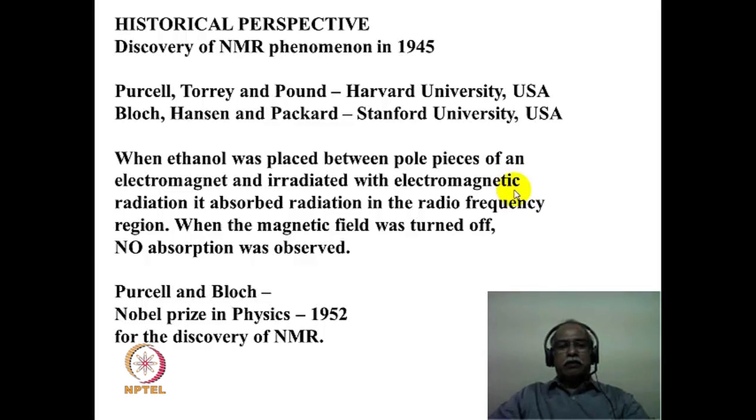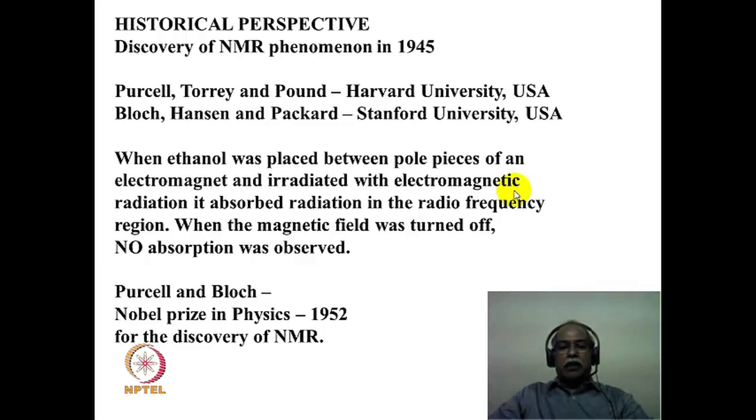They placed a sample of ethyl alcohol between pole pieces of an electromagnet and irradiated the sample with electromagnetic radiation. What they observed was that the sample absorbed the electromagnetic radiation in the radio frequency region when the magnet was turned on. When the magnet was turned off, there was no absorption of the electromagnetic radiation. From this experiment, they concluded that they are actually studying a magnetic property of the sample. Purcell and Bloch were awarded the Nobel Prize in Physics in 1952 for the discovery of the NMR phenomenon.